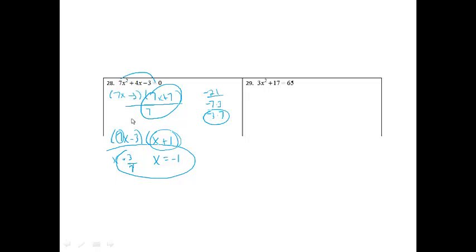You could definitely also, if you did not notice that this was a good factoring one, have used the quadratic formula and it would have worked quite nicely. Graphing would not work so well.